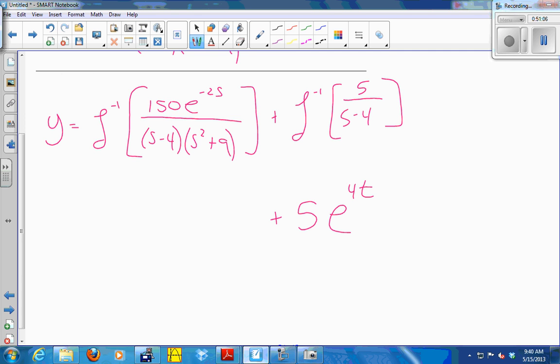And then we have to do the inverse Laplace transform of this other monster. Not out of the Laplace transform. Is that what you meant? Yeah. All right. Let me start on a new page.